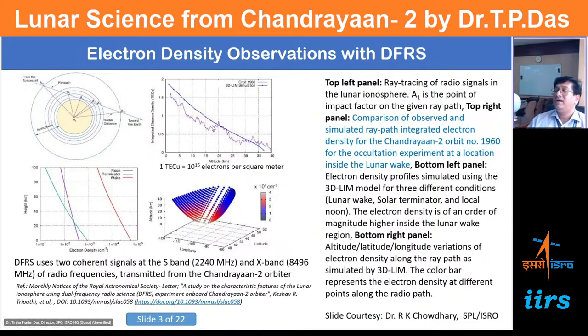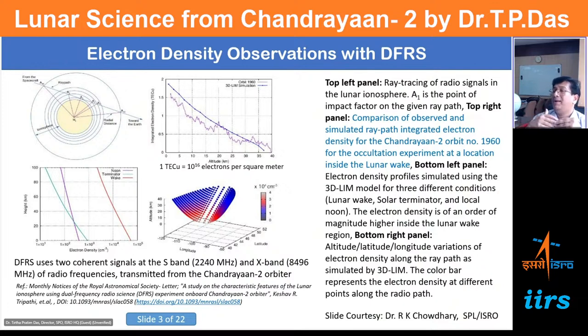Then in the top right, I think you are able to see my cursor, is the comparison of the observed and simulated ray path, integrated electron density for a particular Chandrayaan-2 orbit. Our colleagues in the Space Physics Lab, Vikram Sarabhai Space Centre, have done some theoretical modeling. They have assumed that if certain neutral atoms and molecules are there, and they are getting ionized, what should be their density and composition at different heights of the Moon. And if an electromagnetic wave passes through that region, what changes should it see, and from those changes, how can you infer the electron density in those regions of the ionosphere. This is the process of modeling.